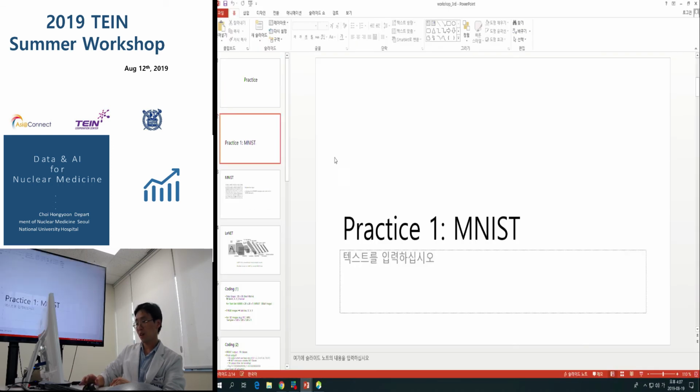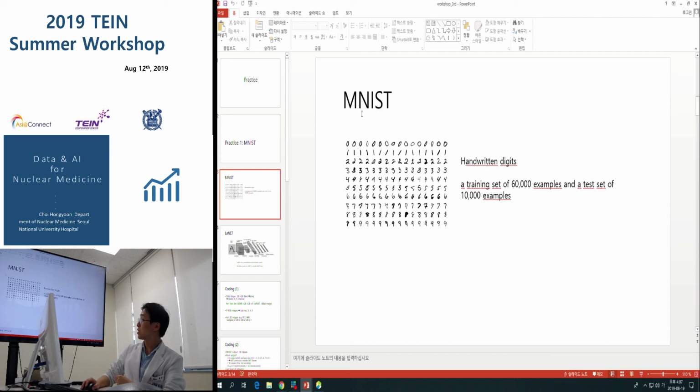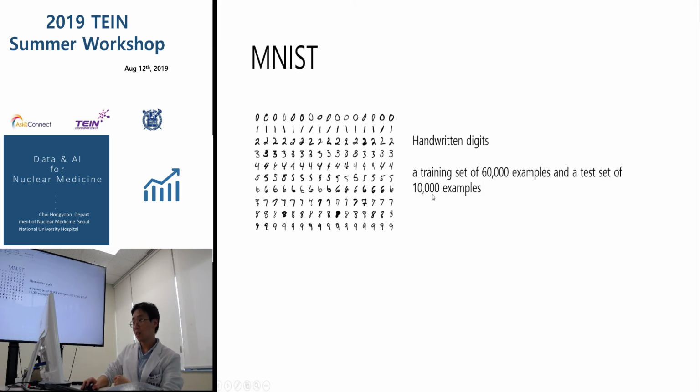So MNIST data is handwritten digits, like this one. There are 60,000 examples in the training set and 10,000 examples in the test set. There are 10 types of handwritten numbers. The purpose of the MNIST data is for a computer program to automatically differentiate the handwritten digits. So it's not a difficult problem for us. However, this was really difficult for the computer before the era of deep learning.